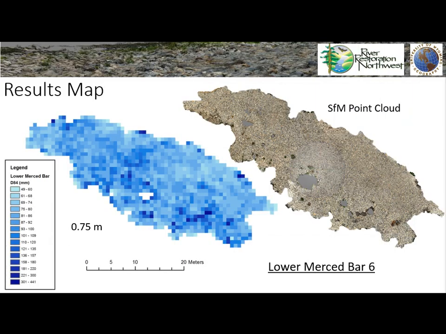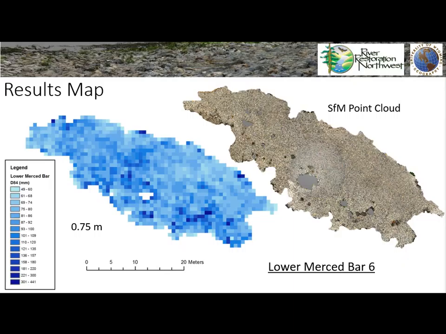This is an example of what we can actually get out of this analysis. This is one of the bars, again on the lower Merced, bar number 6. You can see to the right is our structure from motion point cloud. What I've done is take the D84 linear regression that we calculated from the previous slide and apply it throughout the entire roughness map that we created with TopCat at a 0.75 meter resolution. That regression had an R-squared value of 0.85.